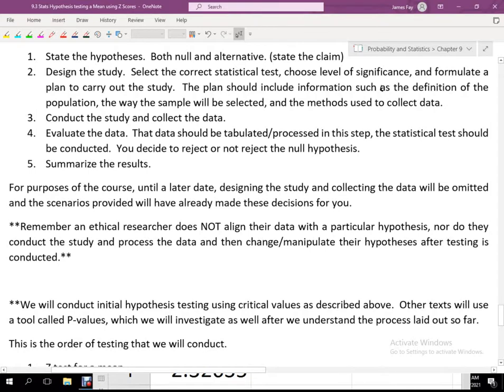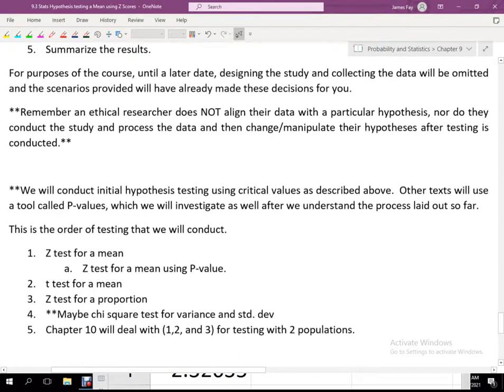It says remember, in ethical research, the researcher does not align their data with particular hypotheses, meaning, and we talked about this yesterday, if I am going to conduct a study, I probably have an interest in the results. But I want to make sure that when I'm done, I do not align the results with the hypothesis that I established. Does that make sense? Or my claims. That's unethical and can be very, very damaging.